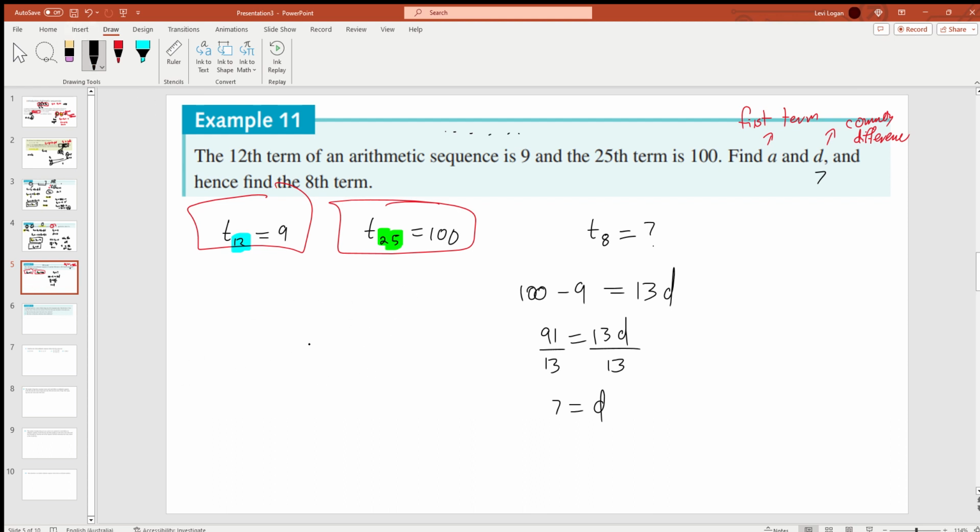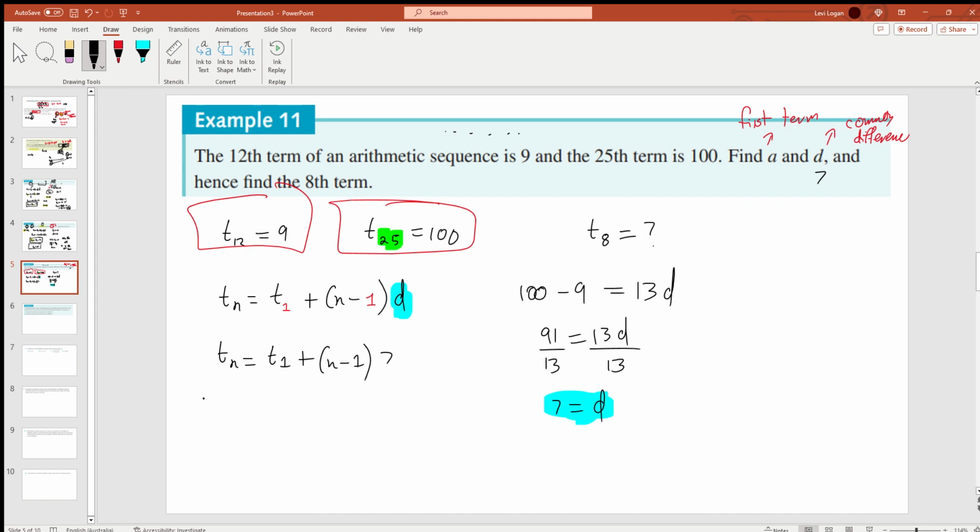So using our rule, we had t of n equals t of q plus n minus q of d. We know what d is now, so you could go back to using 1 here, because that's what we've got to find next. Replace q with a 1 and substitute your d, which is 7. So t of n equals t of 1 plus n minus 1 times 7. I can use either term, because t of 12 and t of 25 are greater terms than t of 1. So we can find t of 1 by substituting either term.